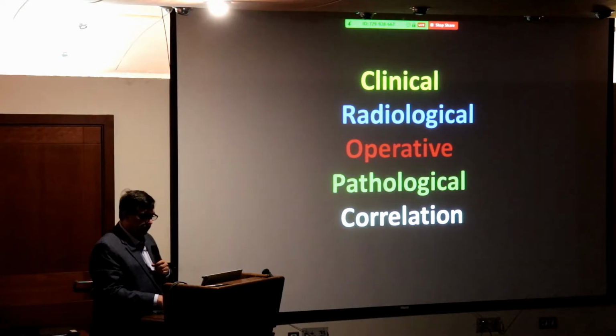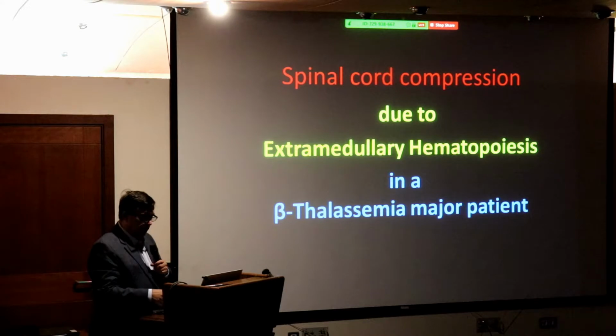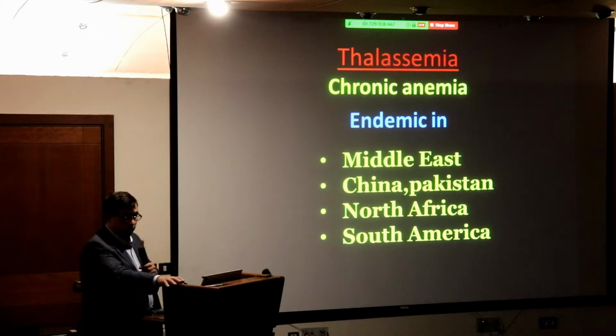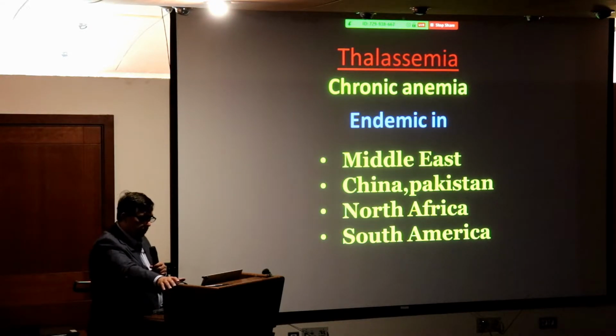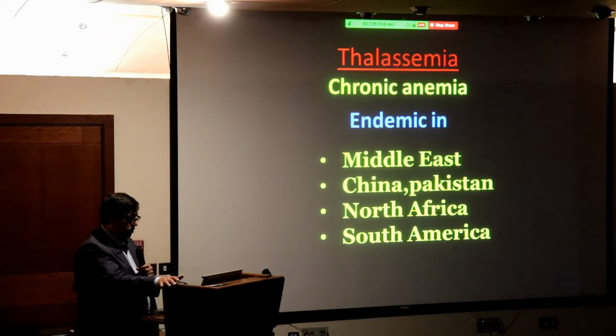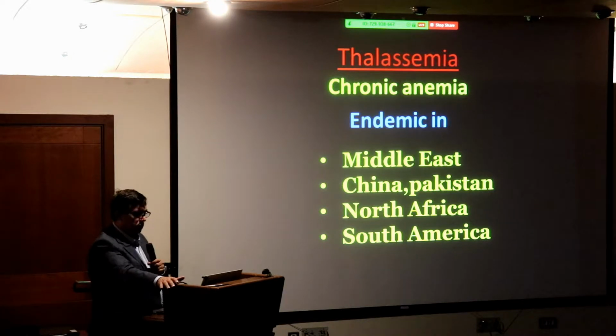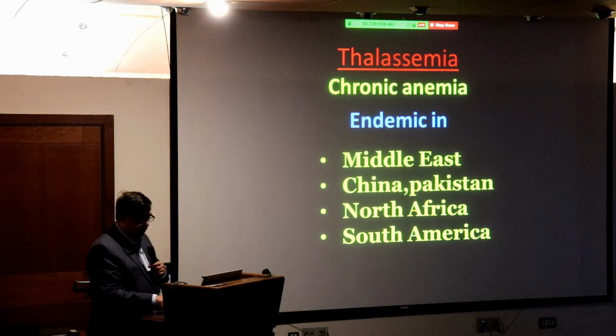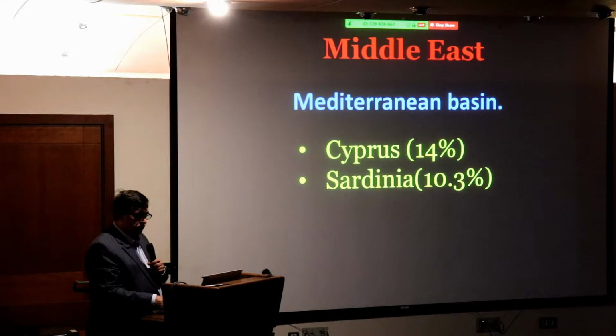So before we start on our case, let's discuss these items: the spinal cord compression, the extramedullary hematopoiesis, and the thalassemia. What is thalassemia? Thalassemia is a chronic anemia, and it is endemic in certain parts of the world: the Middle East, China, Pakistan, North Africa, and South America. In fact, if you want to single out one country with the most thalassemia, it's Pakistan. It is also common in the Mediterranean basin, in the Arab countries, in Cyprus, in Sardinia.